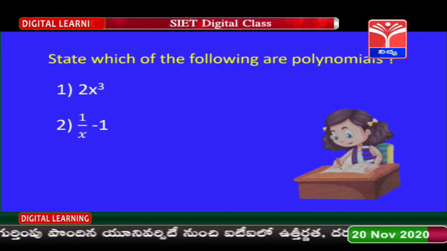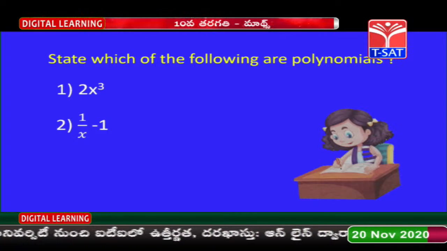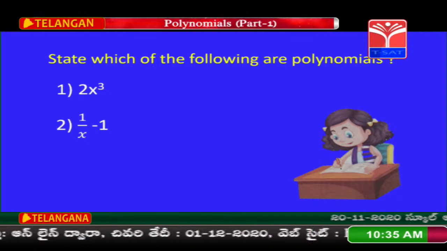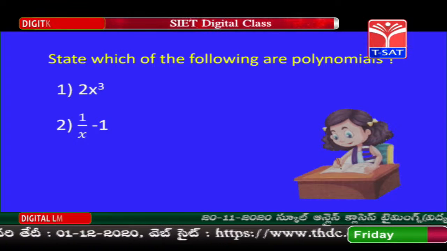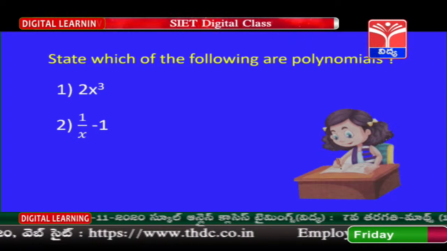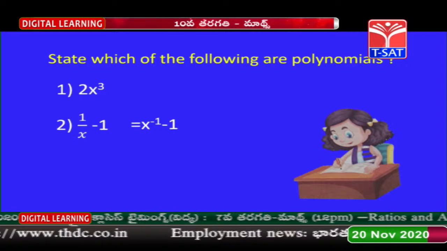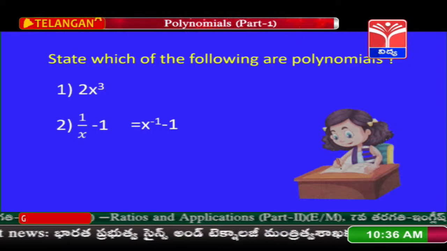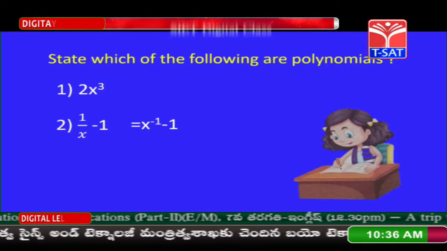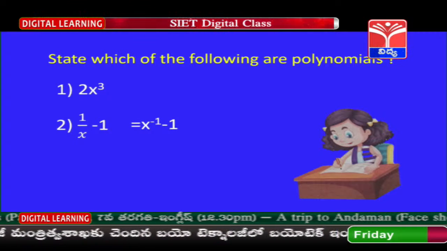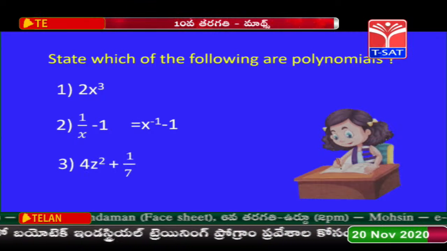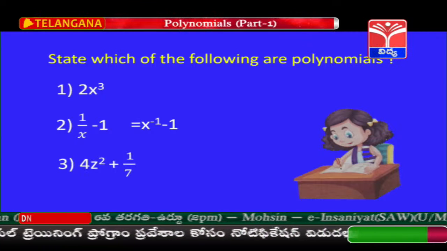1 by x minus 1. Here the x appears in the denominator. How to write the exponent of x here? See this. Here it can be written as x to the power minus 1, minus 1. Now what is the exponent here? Is this a polynomial? Okay. Next, see this: 4z square plus 1 by 7.